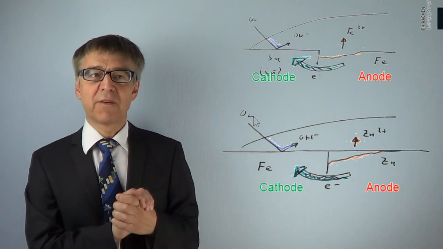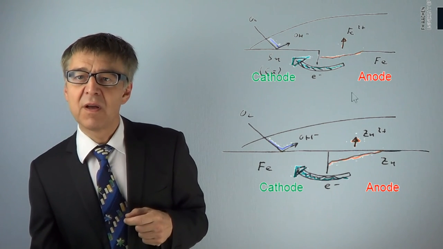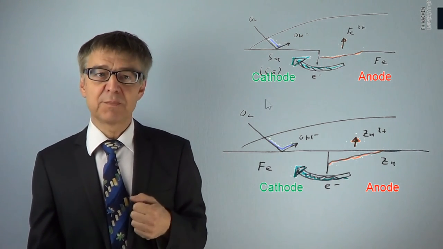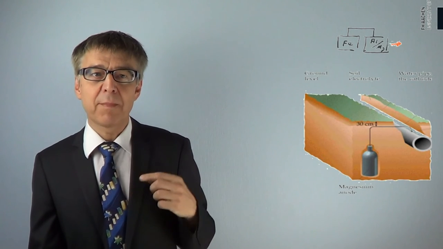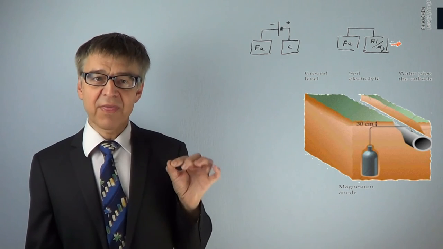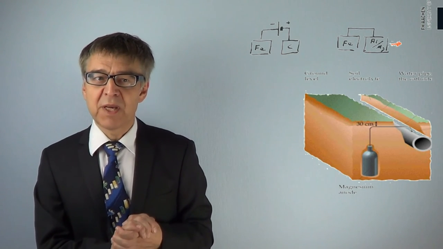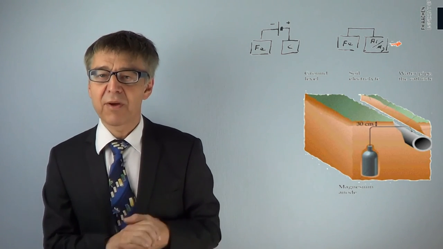With a potential difference in the material, always the anode dissolves, for the cathode is protected from corrosion. By using a sacrificial metal or by applying an external voltage, we can make the material a cathode and thus protect it from corrosion. We speak of CP, cathodic protection.